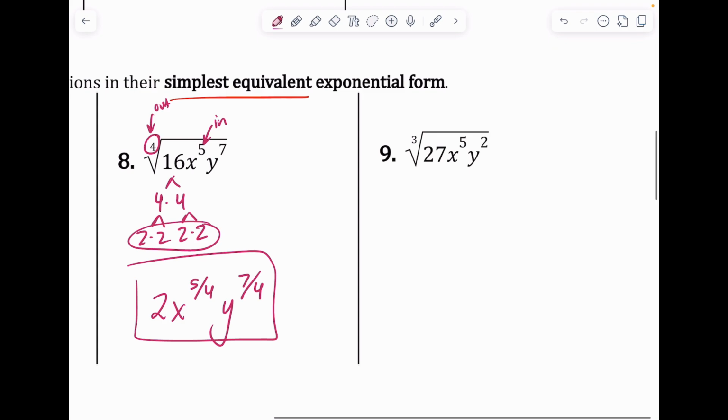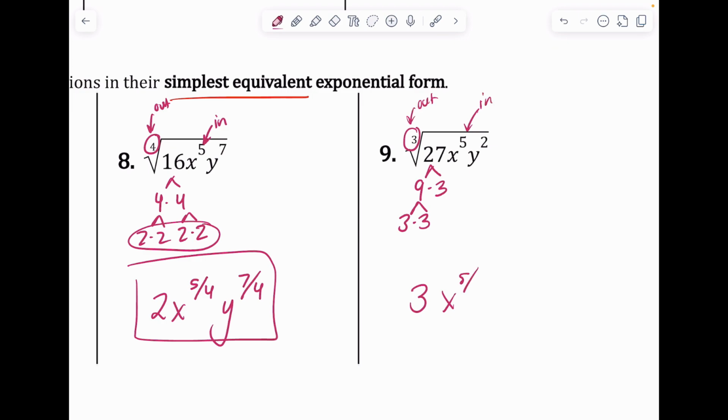Number 9, I need to think of what number repeats 3 times when I think of 27. I have 9 and 3, and if I keep breaking it up, I have 3 and 3. So this is 3, x has an exponent of 5, so this was in, this was out. 5 over 3, and again, that 5 is my exponent, 3 is my root, y to the power of 2 over my root 3.